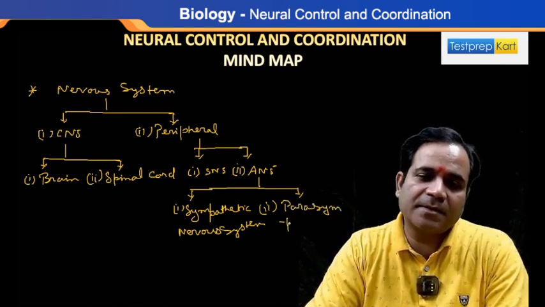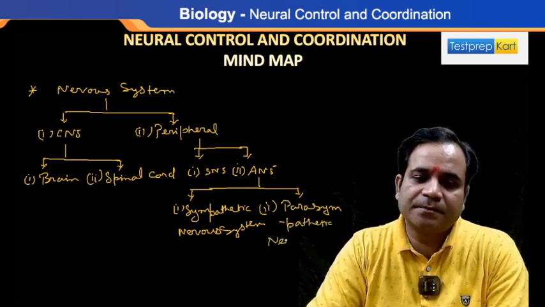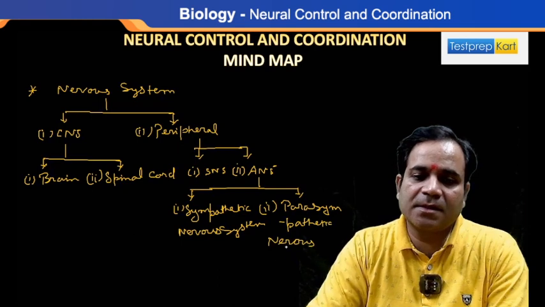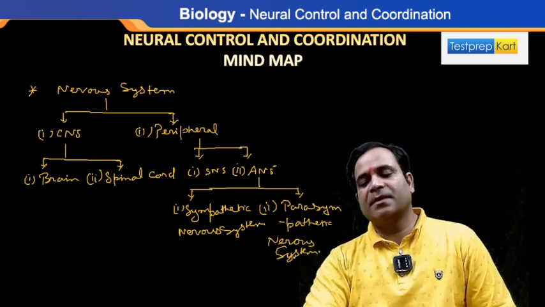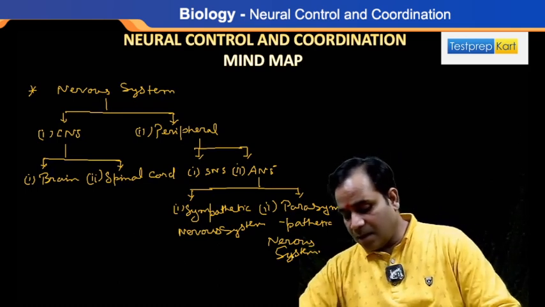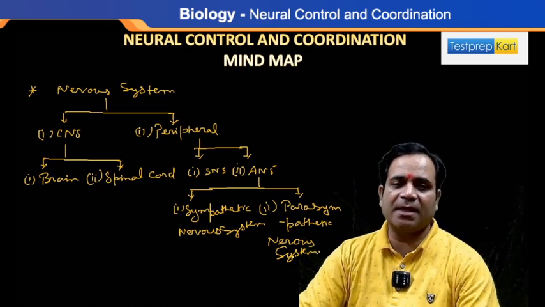Parasympathetic. Sympathetic nervous system. This is the parasympathetic nervous system, my dear. Okay, now the point that is very important to understand here.